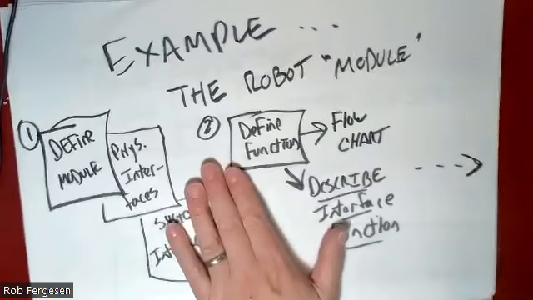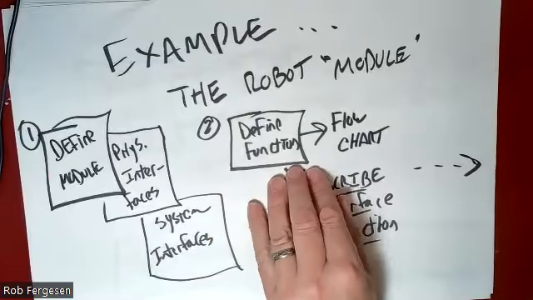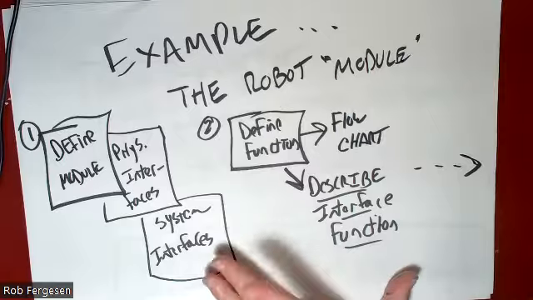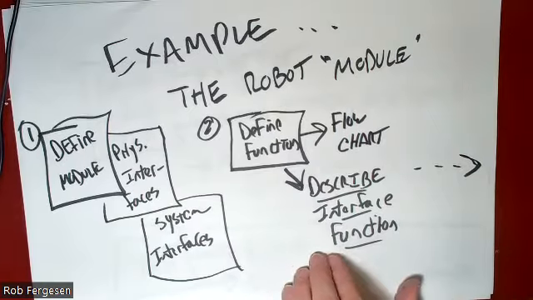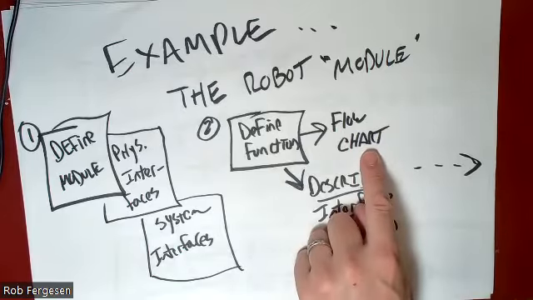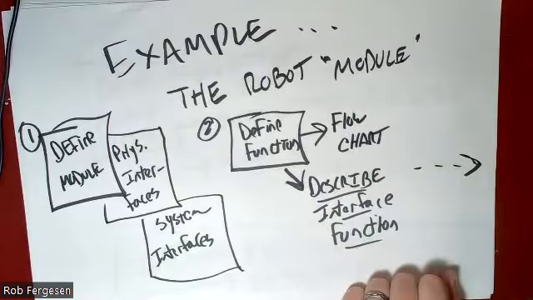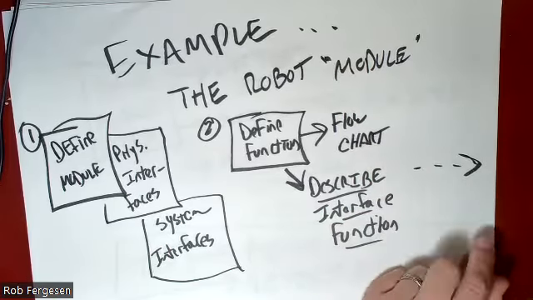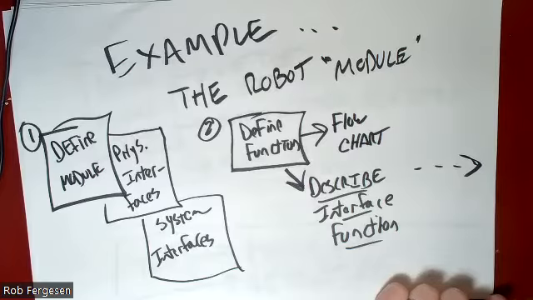The second step is you define the function of that module. And when we define function, the most acceptable way of defining the function is to put together a simple flowchart describing the steps that the robot's going to go through, where it's going to pause, where it's going to make decisions, and how it's going to loop over and over and over.